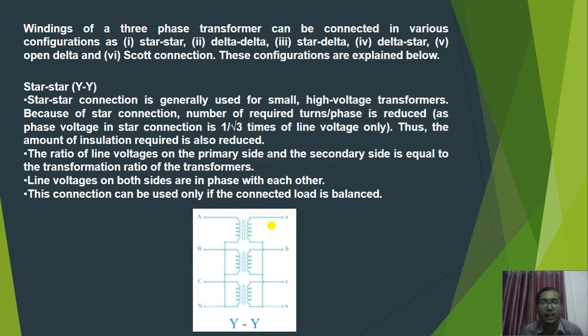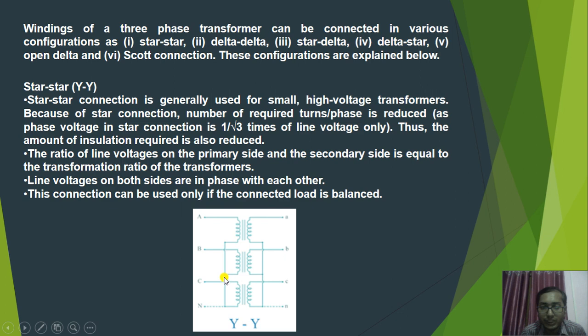So here we have the types of three-phase connections. First we are discussing star-star connection. So this is basically a star-star connection. You can see from this diagram, this is the primary side and this is the secondary side. In the primary side we have three windings and also in the secondary side we have three windings. So as this is A, we call this end A dash, this is B, we call this end B dash, this is C and we call this end C dash.